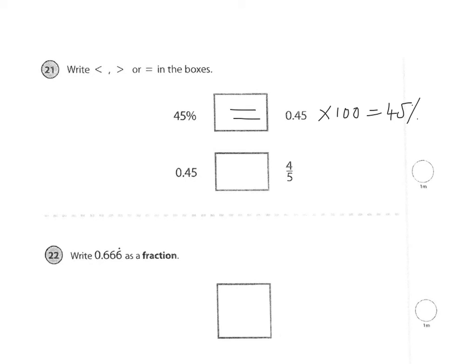Now, the second question. Well, 4/5 is 8/10, or 80 out of 100, which means that this right-hand side is worth 80%, which is in fact the bigger number. So I would put the symbol this way around. We often think of the symbol as being like a hungry crocodile, and we say that it eats the bigger number.